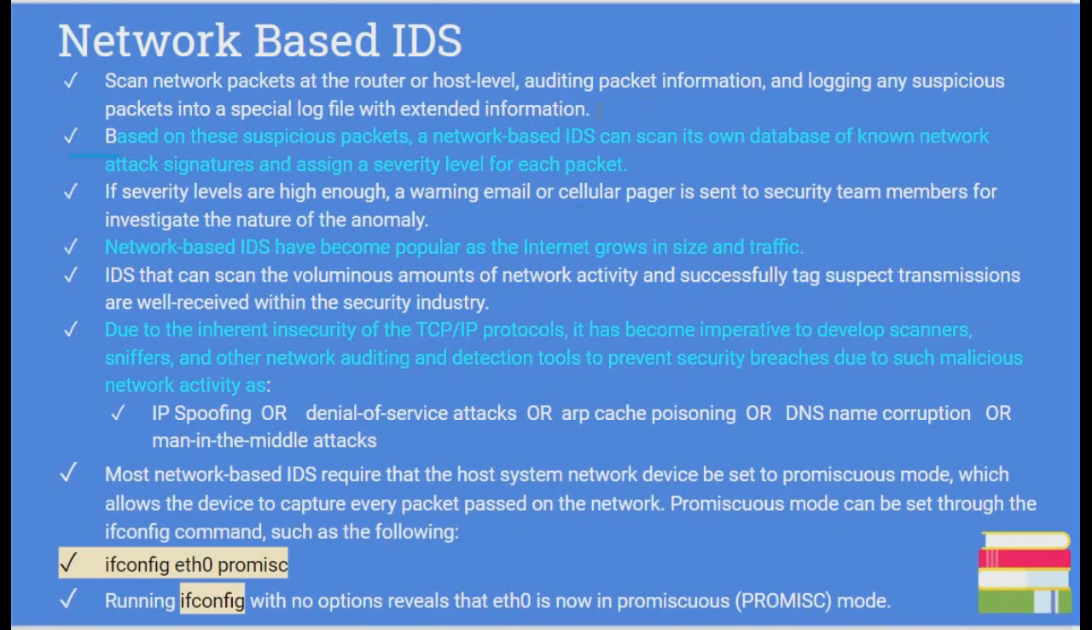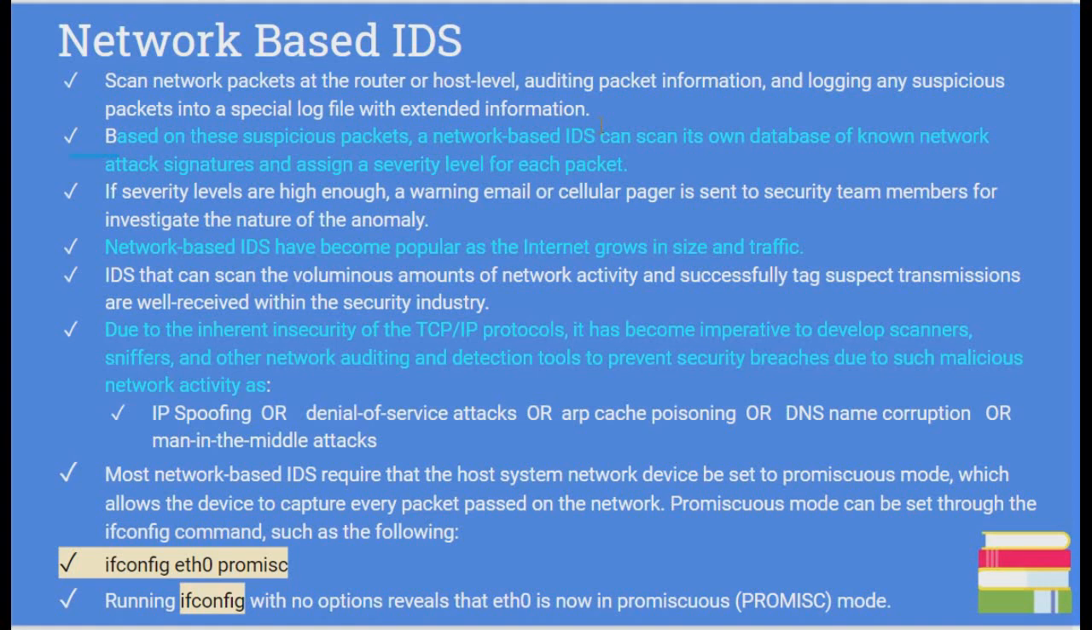Network based IDS scans the network packets at the router or host level, auditing the packet information and logging any suspicious packet into special log files with the extended information. Based upon these packets, network based IDS can scan its own database and check if the signatures are matching over there, and assign the severity level of each packet.